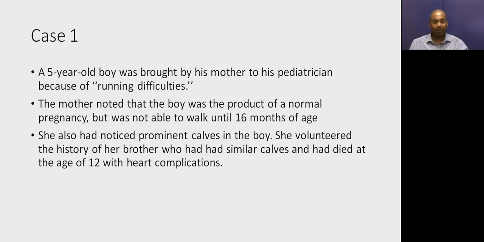And so she volunteered a history of her brother who had similar calves and had died at the age of 12 with heart complications. So, a 5-year-old boy with a motor delay, with prominent calves, and a family history of a brother with similar calves who died at the age of 12 with heart complications.